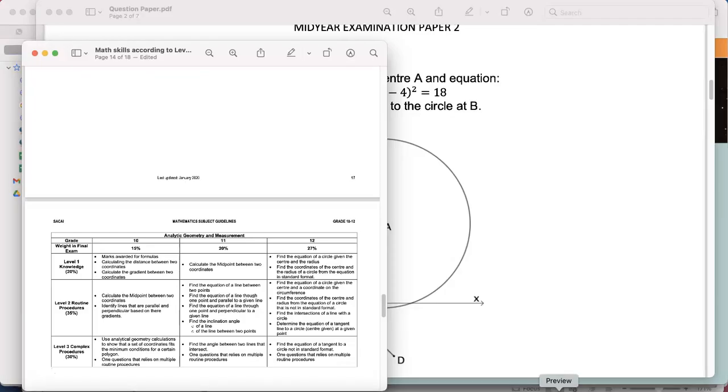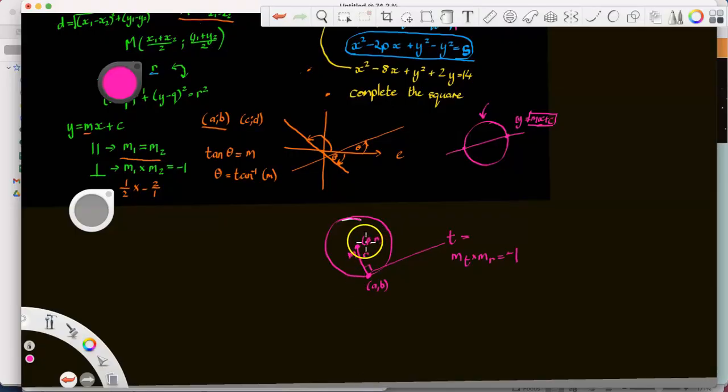And so what should I be able to do? I should be able to determine the equation of a tangent to a circle if they give you the center and they give you the point. So they tell you where the center is and they tell you where the point is. So the center is given, and the point is given, and you have to calculate the tangent.